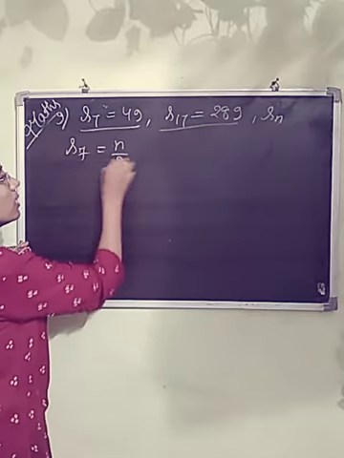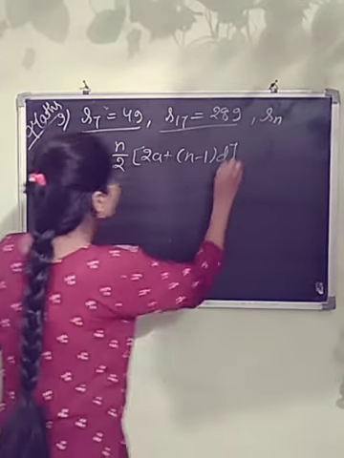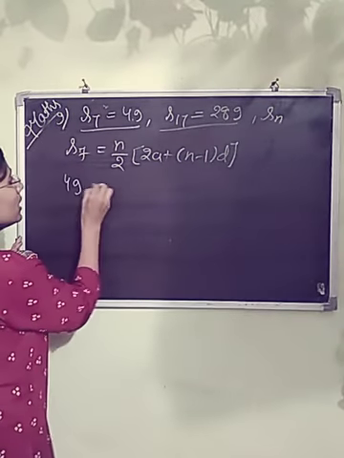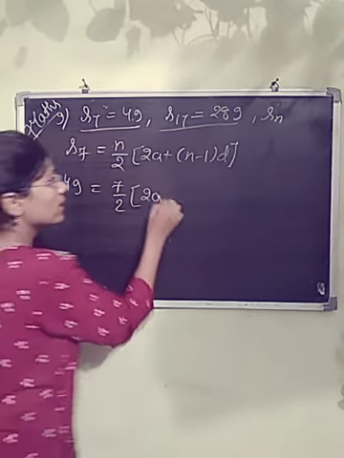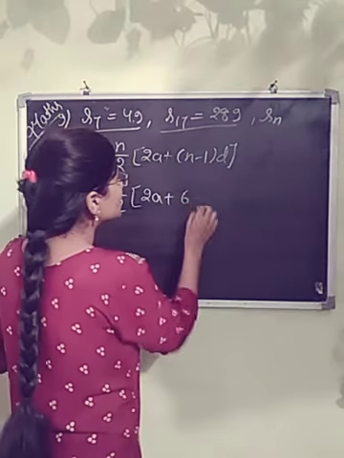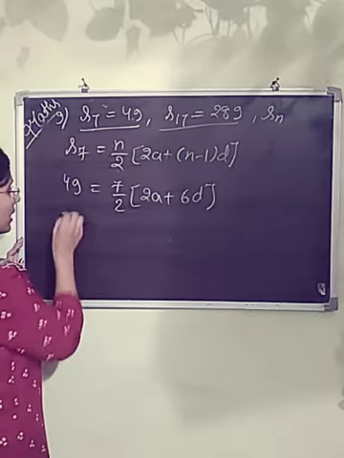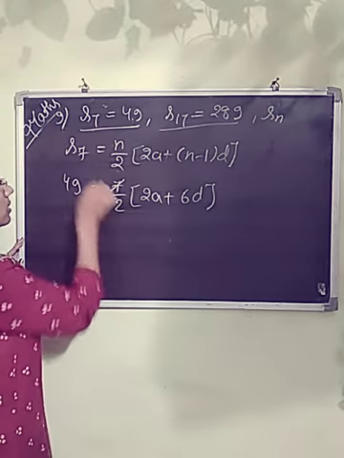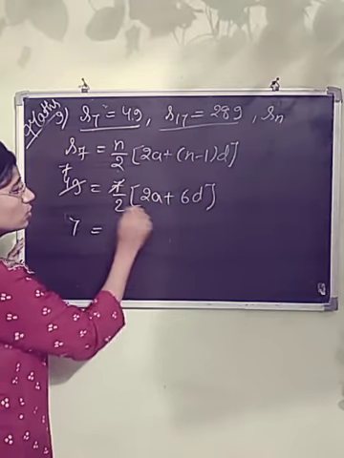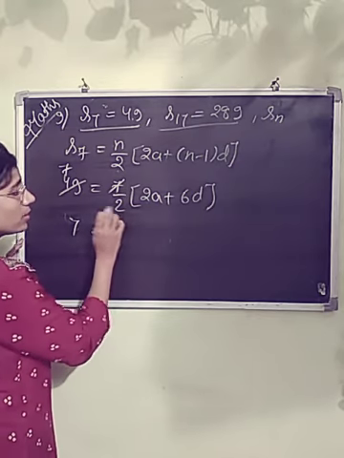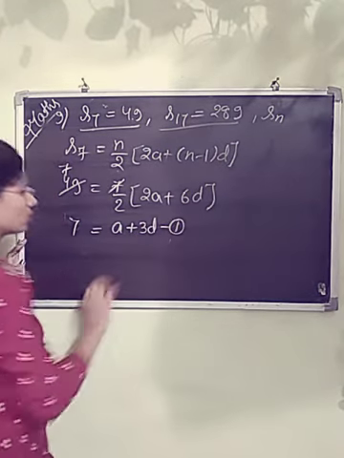So before this we'll use the formula S7 can be written as 7 by 2, I'm using the formula 2a plus n minus 1 into d. It is 49 equals to 7 by 2, 2a plus n is 7, so it will be 6 and d. Now this can be cancelled, so 49, 7 times it will be cancelled. This also 7 equals to, if you take 2 common and you cancel by 2, so it will be a plus 3d.